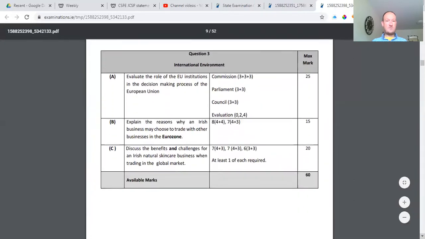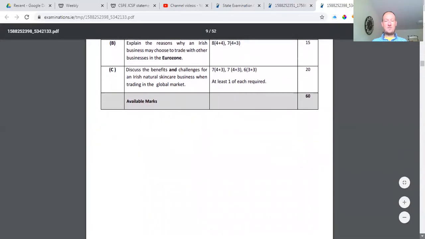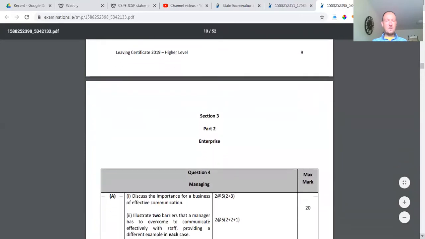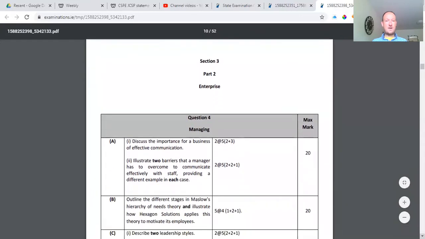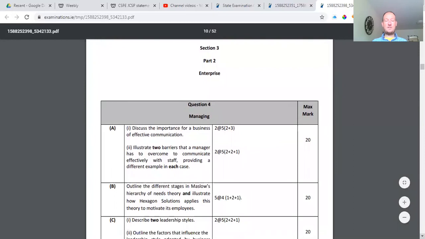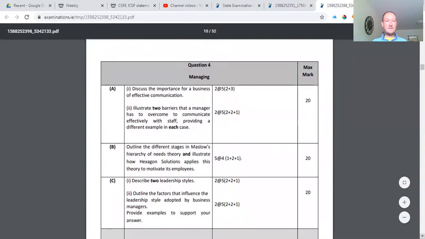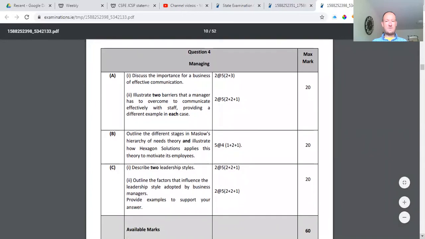Okay, we scroll down more. We see question 3 is on the international environment. Now we'd be thinking there about the EU. We'll be talking about Unit 7 that I did a video on recently. So when you're thinking about the international environment, you're thinking, well, that's a question from Unit 7. So you need to get into your head which question is related to which unit in the book. Section 3, Part 2, scenario in Part 2. Again, similar type questions. Section 3 is all the same. They're all worth 60 marks. And then again, it looks broken down 20, 20, 20.